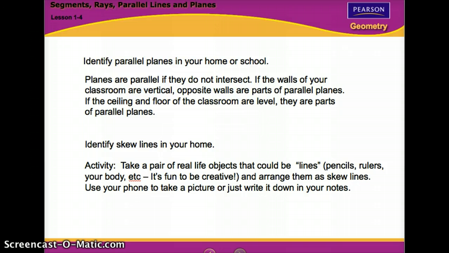Last thing I want you to think about is where can we find skew lines around us? We saw the street signs as an example, but now I want you to get a little bit creative and take a picture for me if you can, or just describe two objects, two things that you could arrange as skew lines. Remember, you are a ray of sunshine, so you could use your body and something else just to demonstrate what would be skew. Can't wait to see your pictures tomorrow.